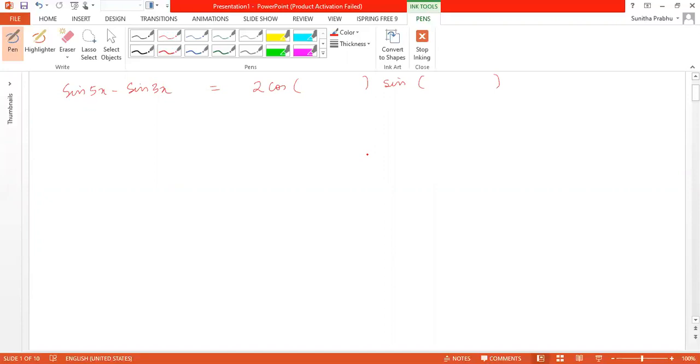Tell me. So that would be 5x plus x by 2, which is basically 3x, and that's cos 3x. And sine 5x minus x, that's sine 2x. Can you just confirm once again? So the answer would be 2 cos 3x sine 2x. See, when you're doing the product, you will always divide it by 2. So 5x plus 3x is 8x divided by 2 is 4x. Oh, so sorry, I copied the question wrong. So it would be 8x by 2, which is 4x, and 2x by 2, which is x.